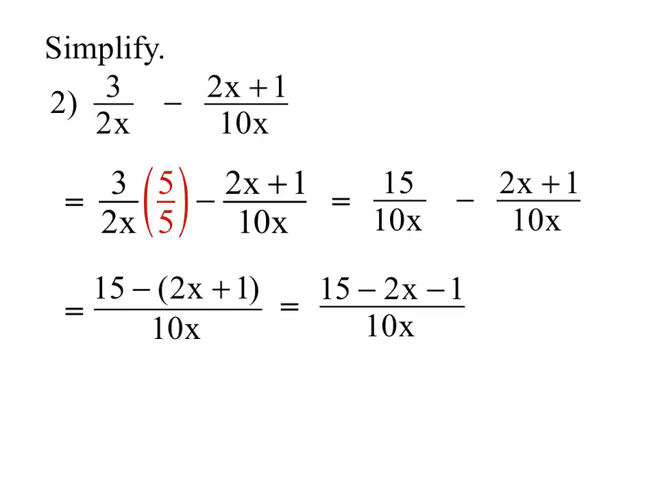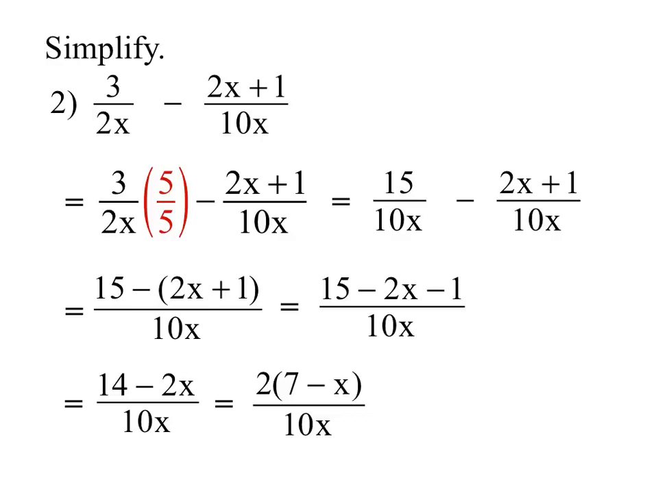I combine any like terms, I get 15 minus 1 is 14 minus 2x. And now I have to see if I can factor anything. The numerator can be factored. I can divide out a 2, and so I get 7 minus x times 2 over 10x. Now I can divide out from numerator to denominator a common factor of 2. Take the 2 out of the top and 2 out of the bottom. I'm left with 5x in the denominator and 7 minus x in the numerator.